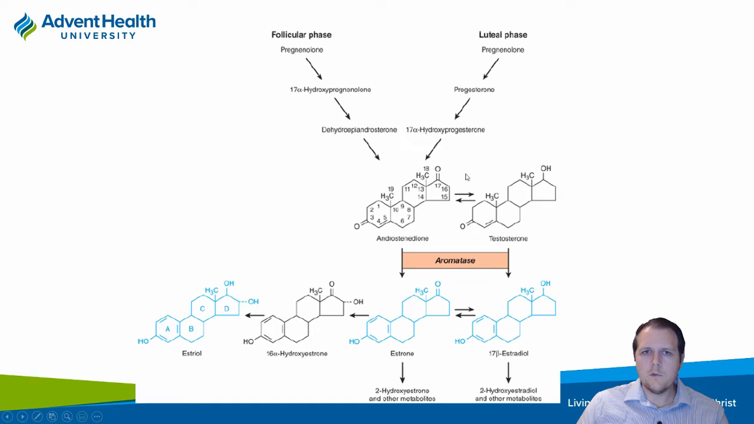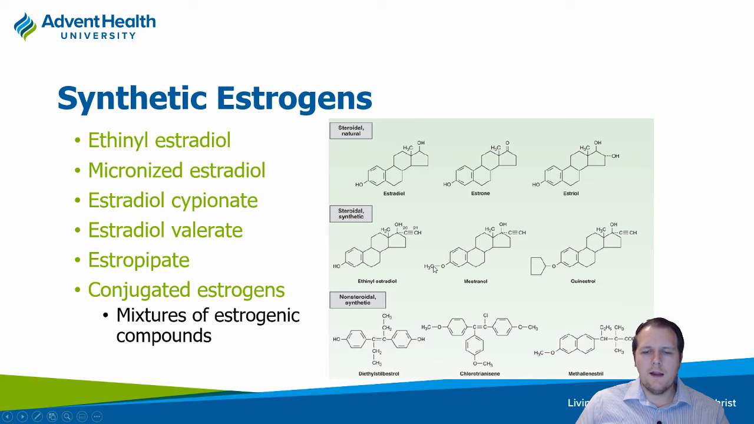So just some examples I want you to think about: if you monkey with one aspect of the system, what effect does that have on previous steps or downstream steps potentially? So we have a lot of synthetic estrogens we can administer to patients. For instance, ethinyl estradiol is probably the most common one you're going to find in most oral contraceptive products, but there are many others available, and they all have pretty similar effects for the most part.